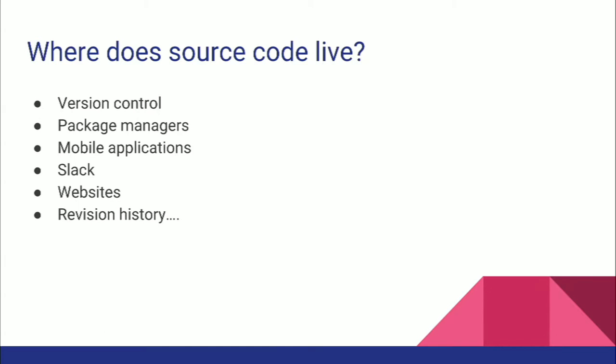But the bulk of my talk here is going to focus on the last bullet point here, revision history, right? In version control, you have the most recent incarnation of source code, and that's typically where people go to look for vulnerabilities. But we have this entire mountain of buried source code in the revision history that we don't tend to pay a lot of attention to.